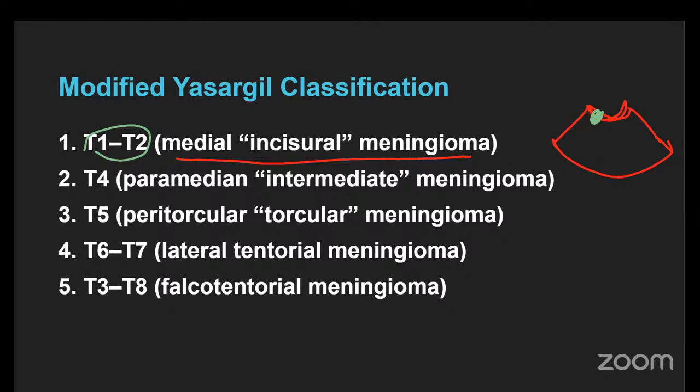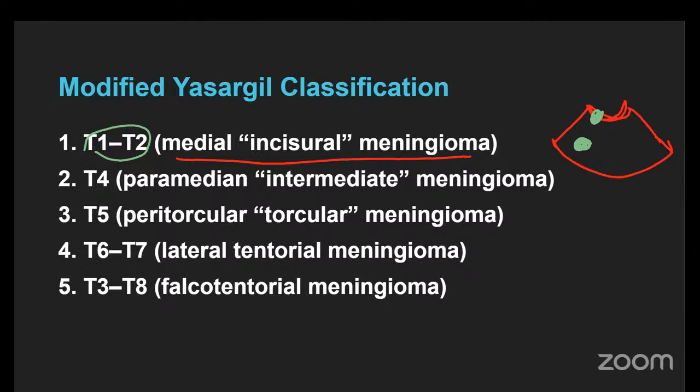Then we have the paramedian intermediate meningioma. What do you think is going to be paramedian here? This, right? This section here is going to be paramedian. This is median. This is paramedian, the same as the approach. So the paramedian or the intermediate meningiomas are going to be here. They are T4.